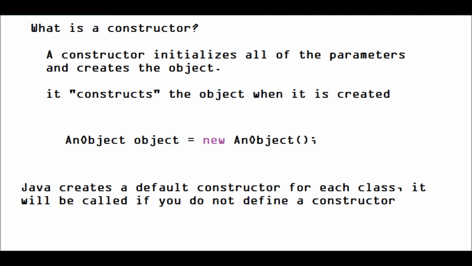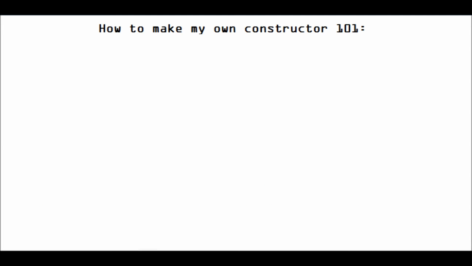Now, Java already does this for you. It already makes a constructor for each class that you define. It's the default Java constructor. It doesn't take any arguments. It just creates the object, but doesn't do anything special, doesn't do anything else. But what if I want to make my own constructor? If I want to define how my class, how my object is constructed, this is how you do it.